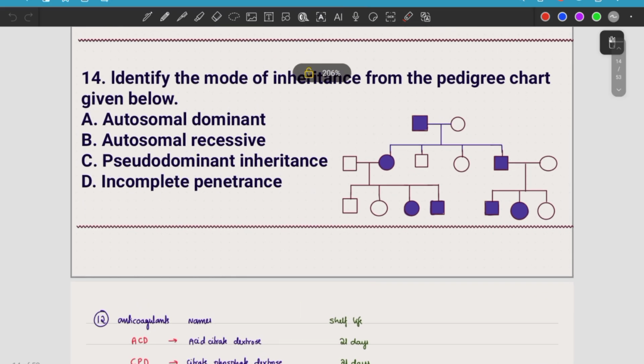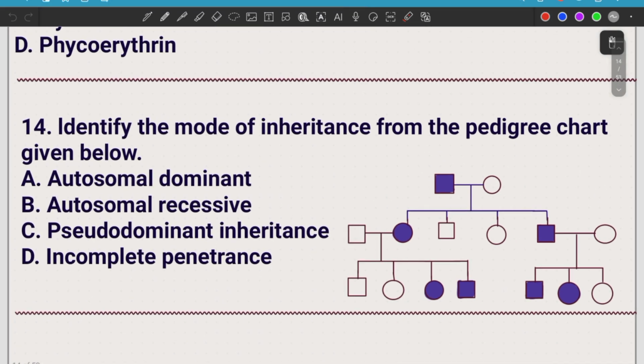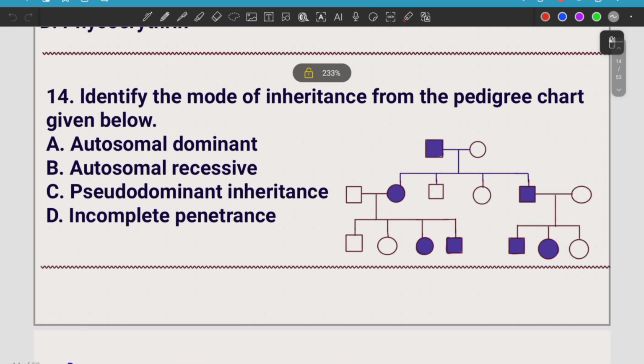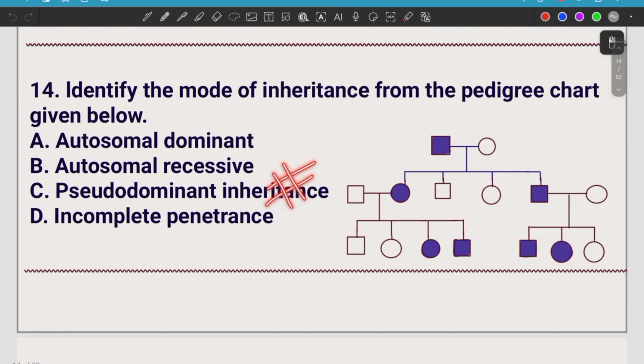Okay, coming to the 14th question. Identify the mode of inheritance from the pedigree chart given below. This is an easy and important question, but many of them will make a mistake. Can you see? The males got affected, and in the next generation, half of the population are getting affected. And again, when a female got affected, both her children are affected. Yes, both males are also affected.